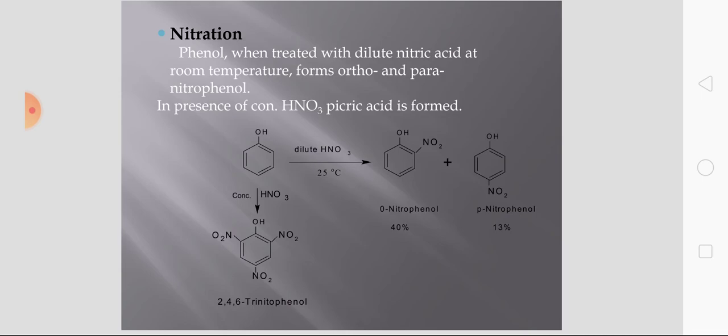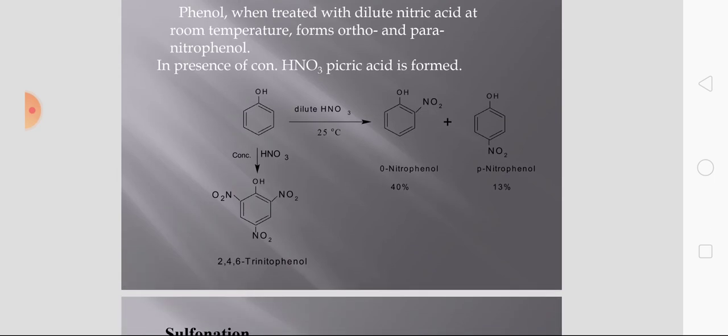compared to para-nitrophenol. The reason behind this is that ortho-nitrophenol has internal hydrogen bonding. Here the hydrogen of OH and the oxygen of NO2 bind through hydrogen bonding. It is called intramolecular hydrogen bonding, and this intramolecular hydrogen bonding is impossible in para-nitrophenol because the two groups are far away from each other.